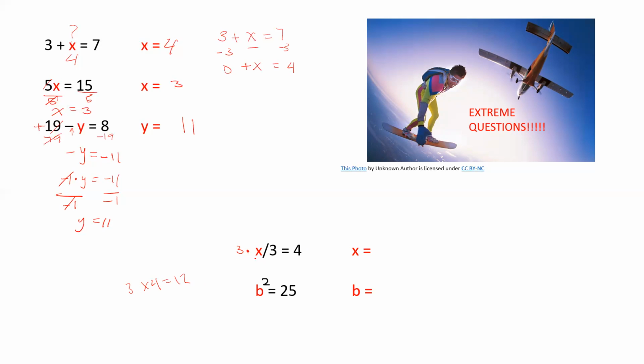So I'm multiplying this side by 3 to cancel the x divided by 3 bit. Whatever I do to the left side, I have to do to the right side, so I'm going to multiply the 4 by 3 as well. So I'm left with x equals 12, right? That makes sense. Okay, so this is b squared, b to the power of 2 equals 25.